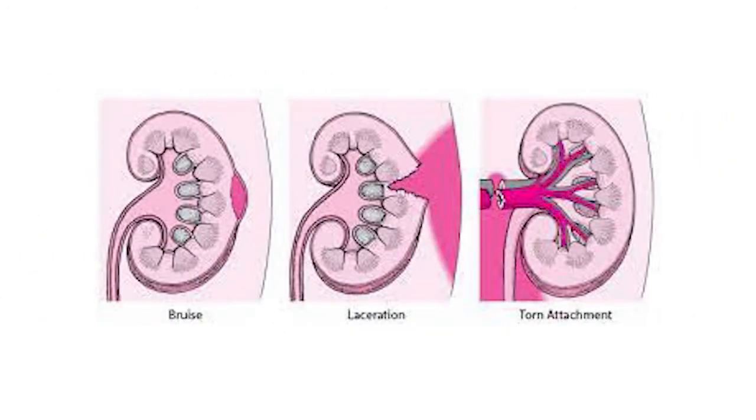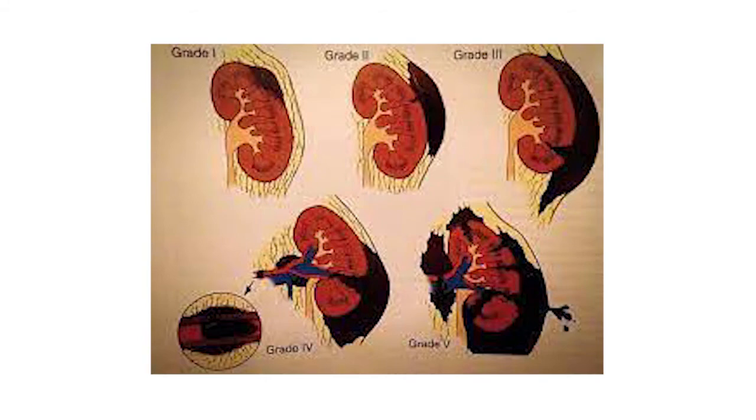Dear friends, here are good animated pictures. First is the bruising of the kidney, third is the laceration, and the fourth is the torn attachment of the kidney, clearly showing the arterial and venous tearing. This is another picture showing the gradation of the injuries of the kidney: grade first, grade second, grade third, grade fourth and grade fifth.